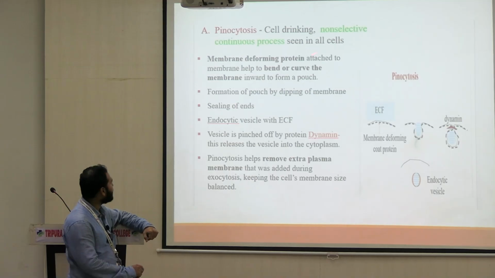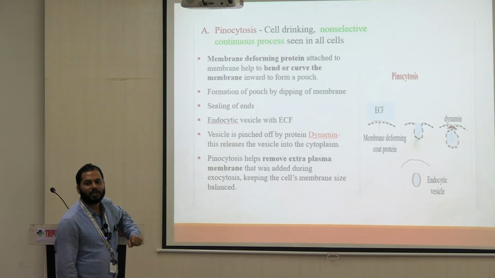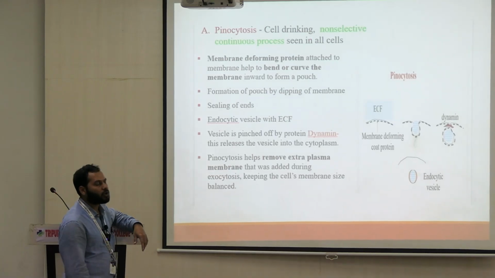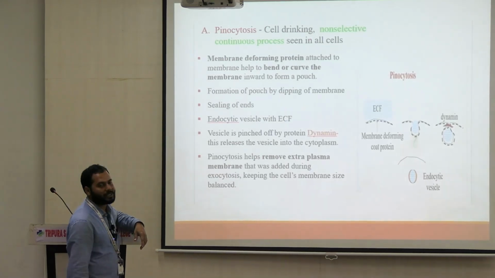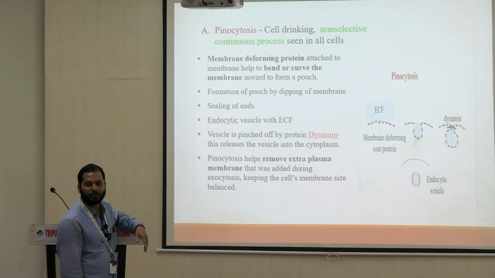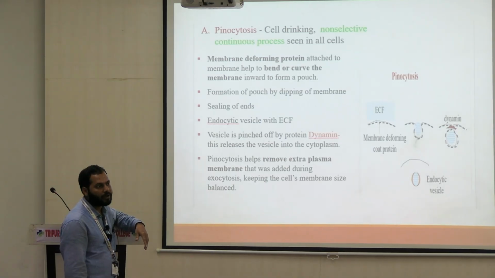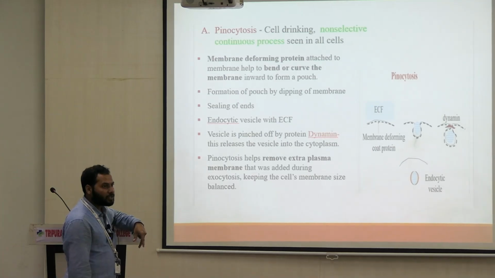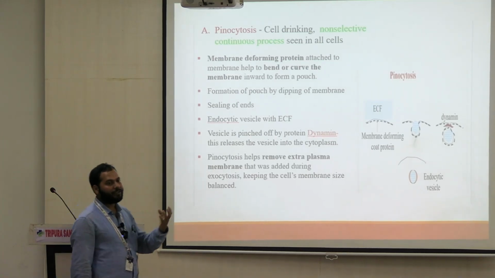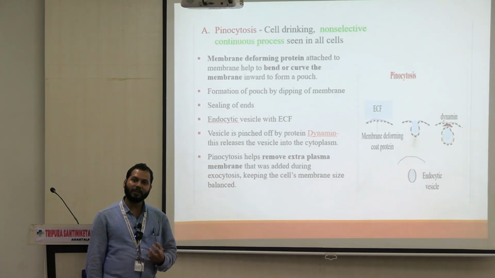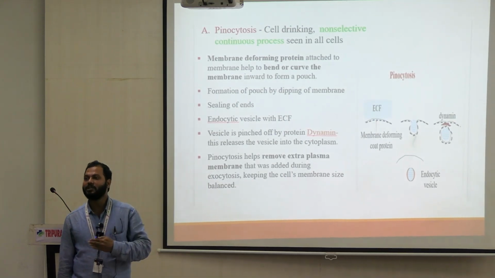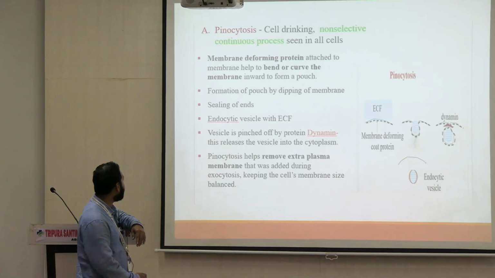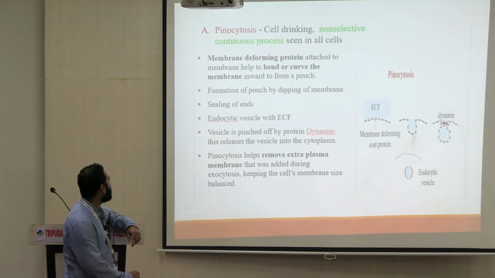As I mentioned, it is also known as cell drinking, right? And it is a non-selective process, a continuous process that may be found in all the different types of cells. Now the most important properties of pinocytosis: the importance of pinocytosis is not only the engulfing of materials. By engulfing the materials, it helps to maintain the balance of the cell membrane, right? You can see what the exact mechanism is.